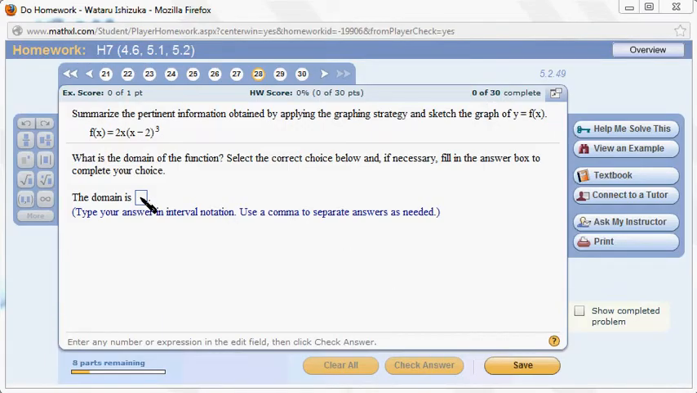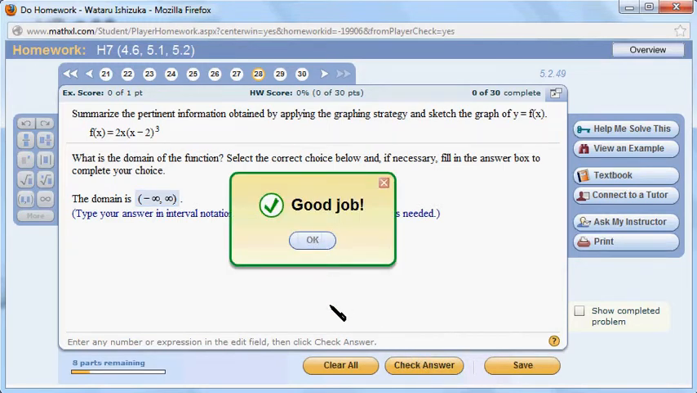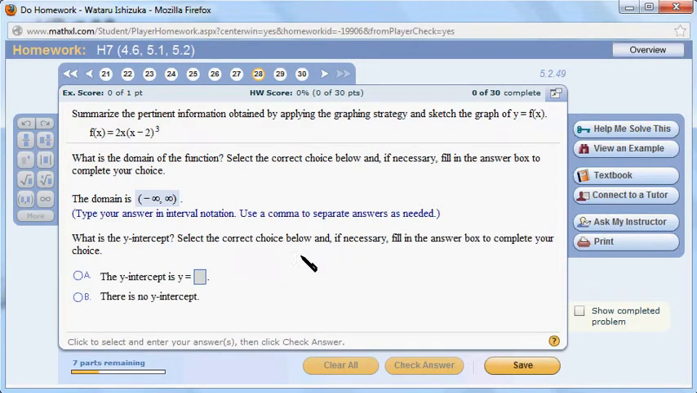So we can just say parentheses negative infinity to positive infinity. Let's check the answer. We got that. Next question, what is the y-intercept?